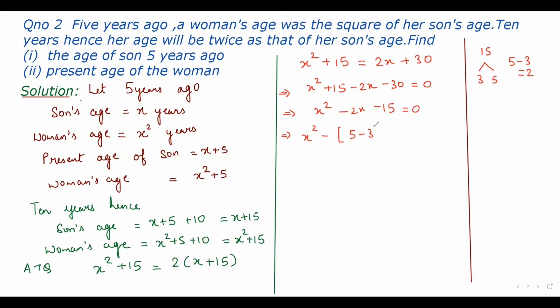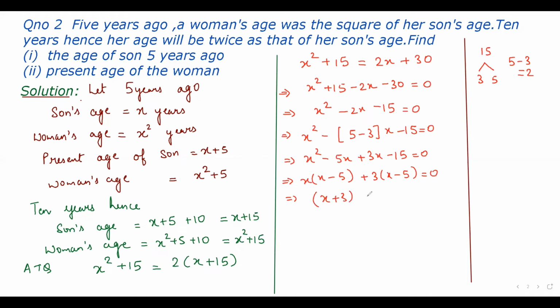5 minus 3. In place of 2, write 5 minus 3. It's the same thing. We got the factors here. Minus 15 is equal to 0. So this will be x square minus 5x plus 3x minus 15 is equal to 0. Take out the common. From the first two terms, x is common, x minus 5. From the second two terms, 3 is common, x minus 5 is equal to 0. So this becomes x plus 3 and x minus 5.